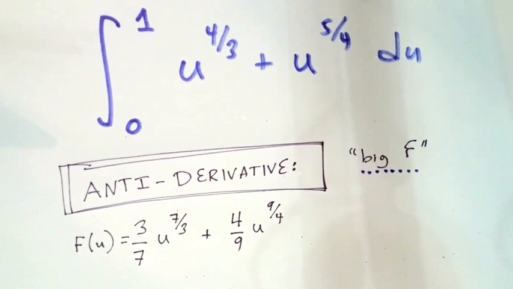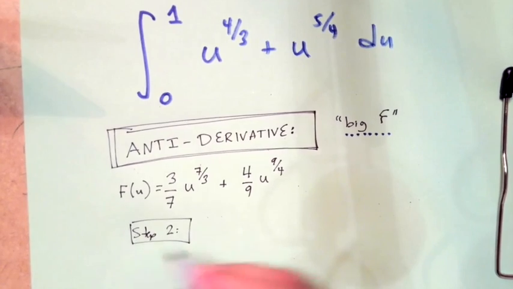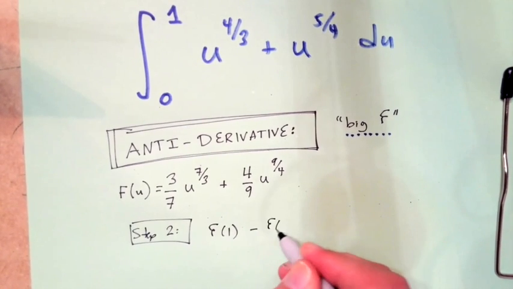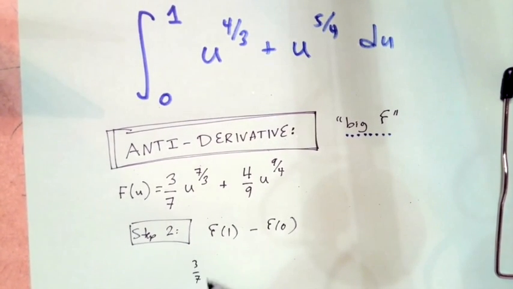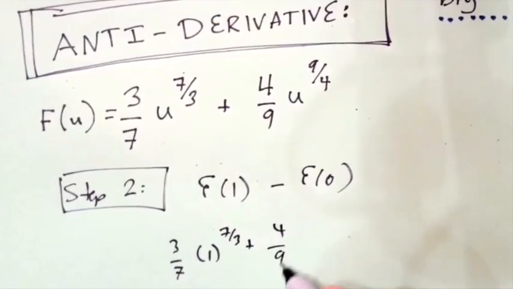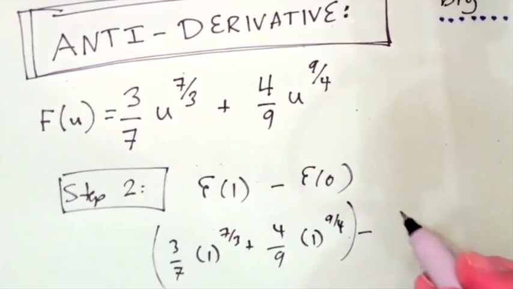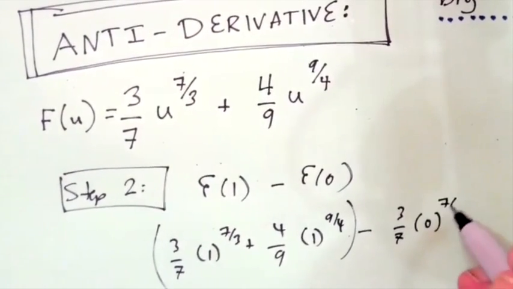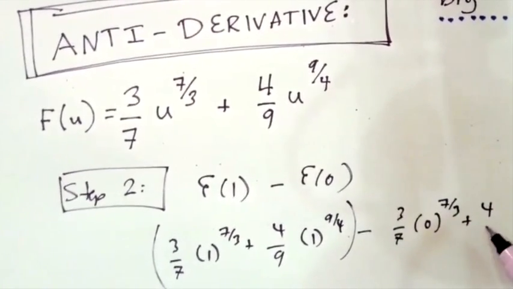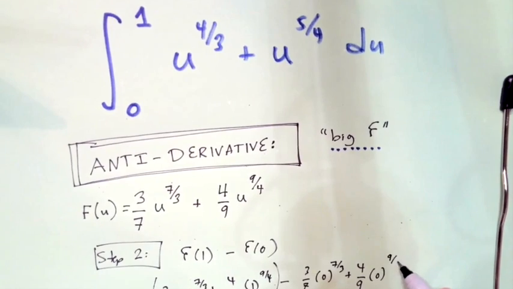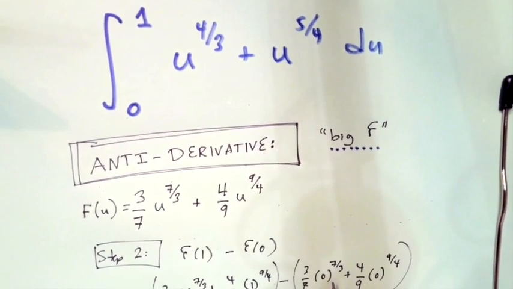So we found the antiderivative, which we call big F, and it's 3/7 u to the 7/3 plus 4/9 u to the 9/4. The final step is we evaluate and subtract. What we've been calling step 2 would be F of 1 minus F of 0, which is 3/7 times 1 to the 7/3 plus 4/9 times 1 to the 9/4. And that's all going to be minus, well, wait a minute. You're going to see in a second that sometimes you can skip this step, because if I have 3/7 u to the 7/3 plus 4/9 times 0 to the 9/4, looking at this, 0 to the 7/3 is 0, 0 to the 9/4 is 0. So this thing I'm subtracting off becomes 0.